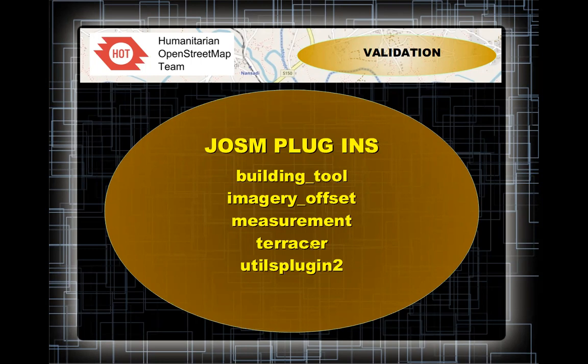Okay, the Terracer tool. That's a great one. If you're mapping in towns that have these terraced buildings and joined up buildings, use Terracer, draw the outline of the whole block, and if they're divided equally, you just click the Terracer and it will divide it up into the number of subsections that you would require. Utils plugin 2 will speak for itself. It's an addition to the normal standard plugins that JOSM opens up with. And those extra tools are also very useful to help you with your mapping and what you're doing.